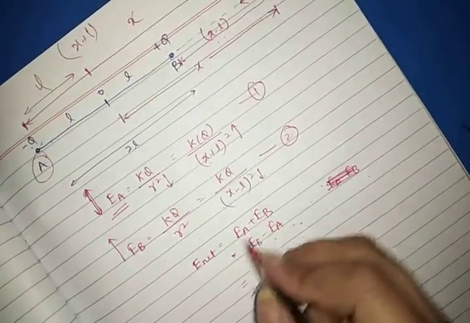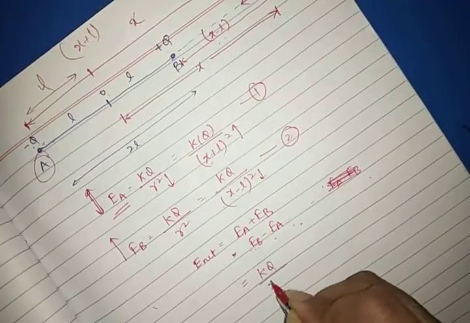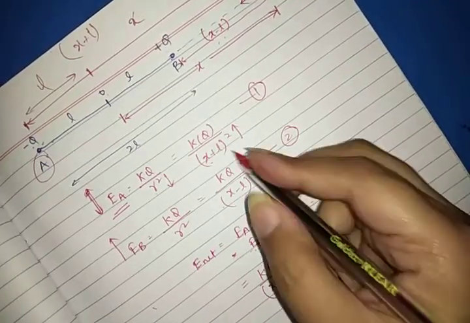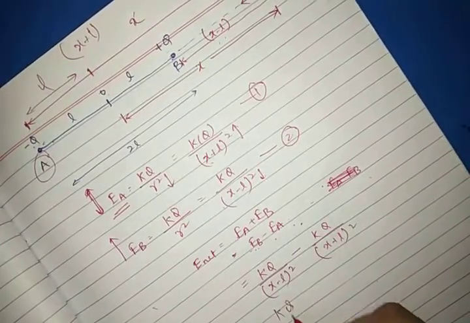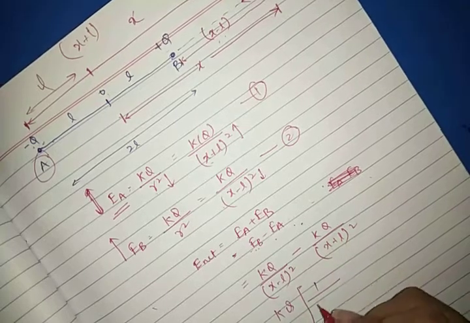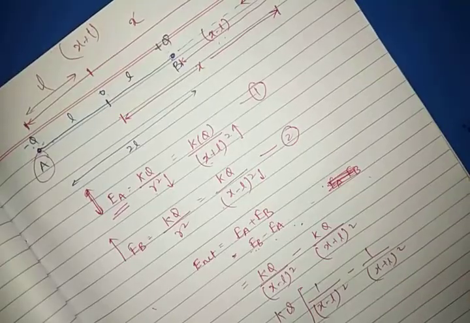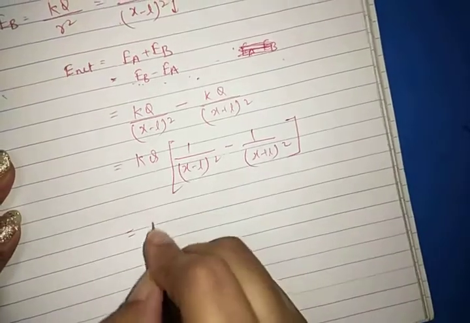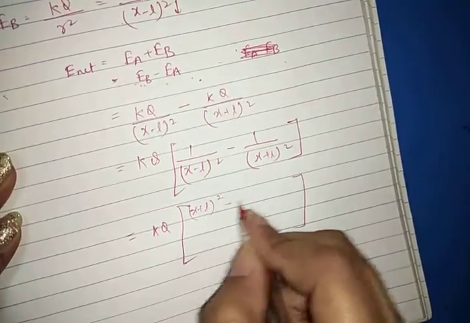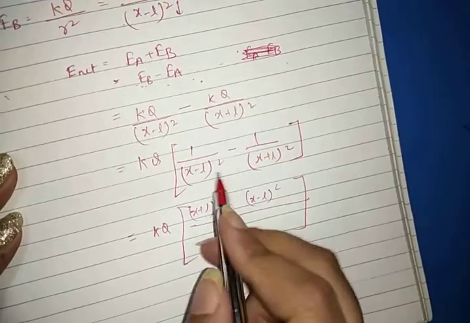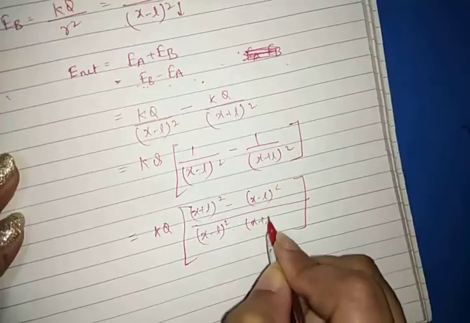Now by putting the values from equation 1 and 2, EB is kq upon x minus L square, minus EA, which is kq upon x plus L square. Kq we will take common, it will become 1 upon x minus L square minus 1 upon x plus L square. Solving this, we will get x plus L square minus x minus L square, upon x minus L square into x plus L square.